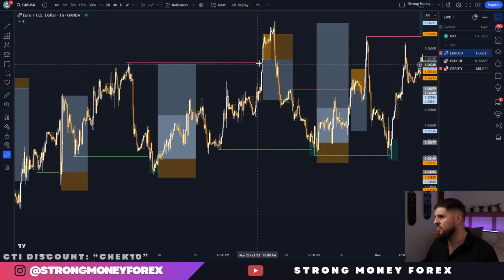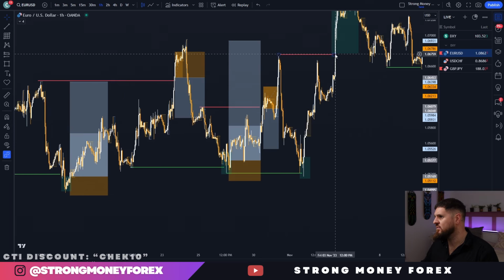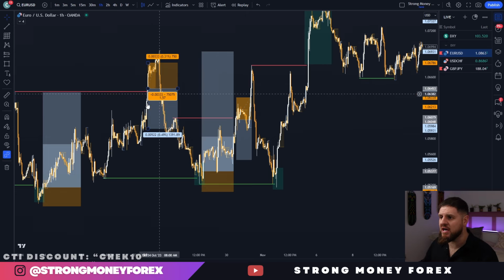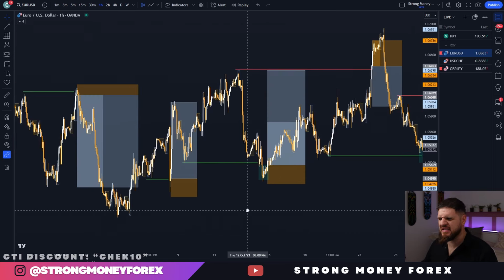So that's a good example. Big close with imbalance. That's a good example. Big close with imbalance. The candle has pushed up past the liquidity area. It's closed well outside the liquidity area. And you can just kind of use common sense in these scenarios.